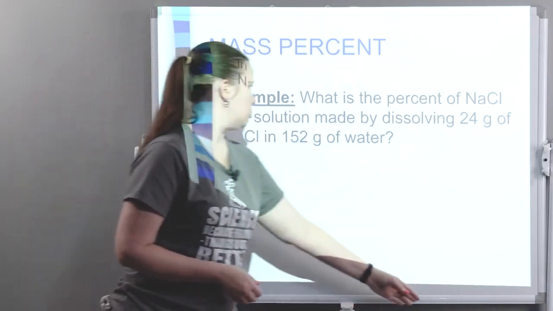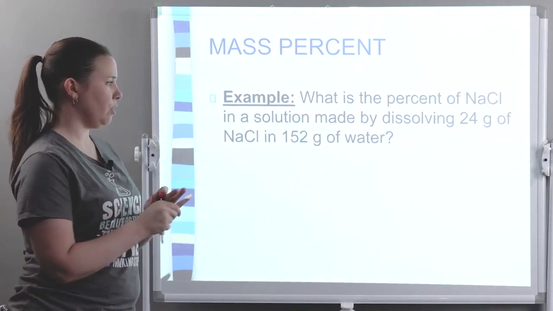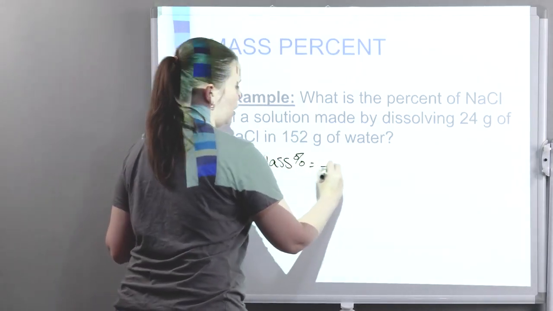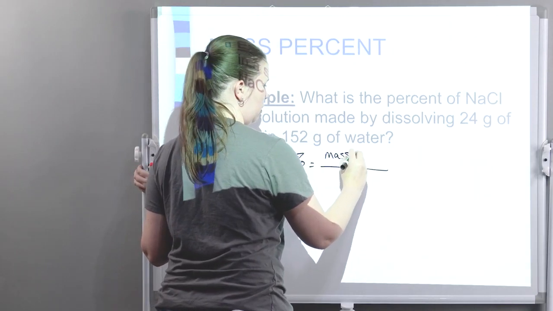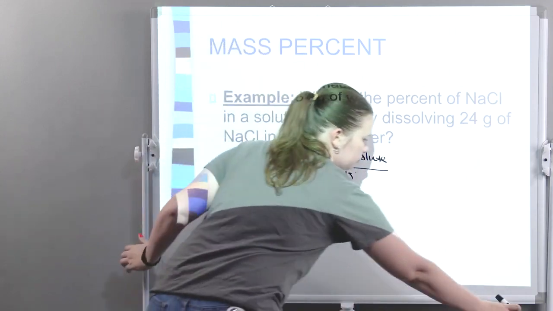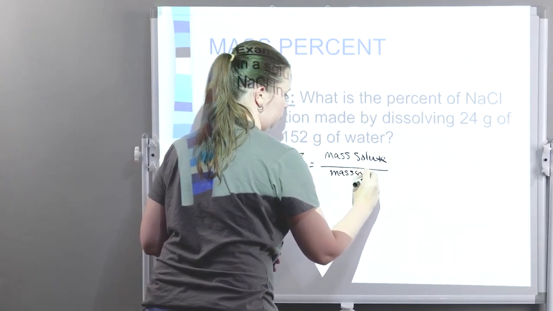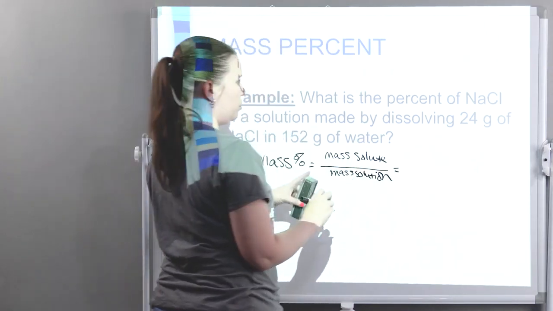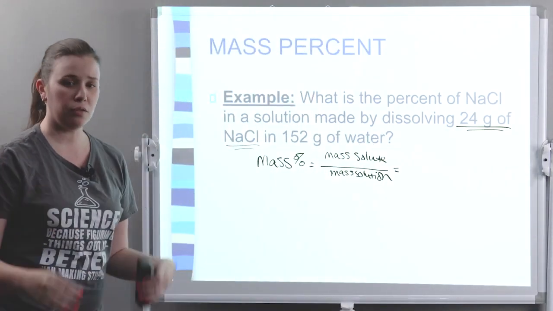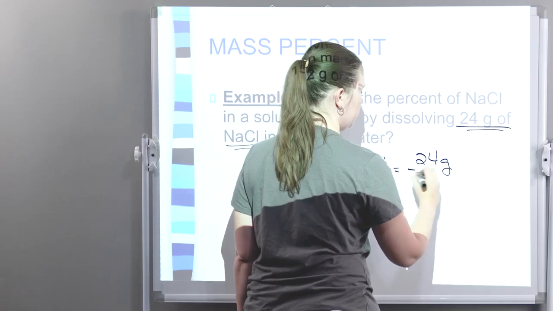What is the percentage of the sodium chloride in a solution if we dissolve 24 grams of NaCl in 152 grams of water? So to get my mass percent, on top I'm going to put mass of the solute, and on bottom I'll put mass of the solution. So the solute would be what's being dissolved, 24 grams of the sodium chloride. The salt is our solute in salt water. So on top, we'll put 24 grams.